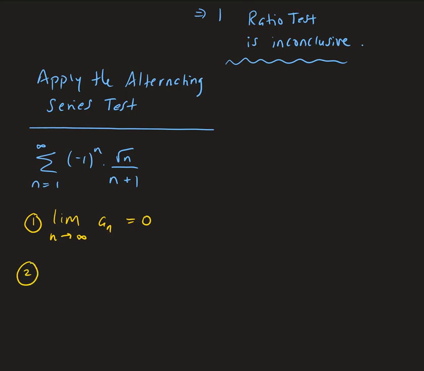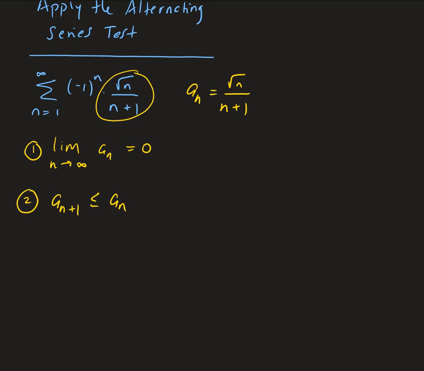The second condition is that the nth plus 1 term is less than or equal to the nth term. In this case, because we're using an alternating series test, our nth term is just going to be this. Let's take the limit of this.